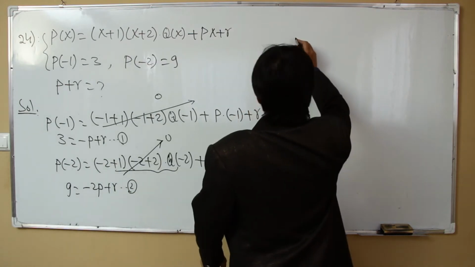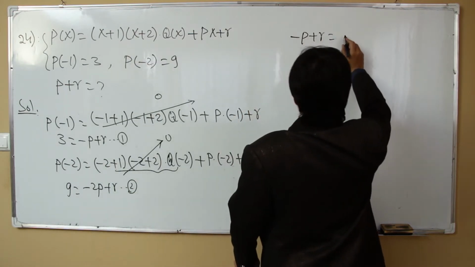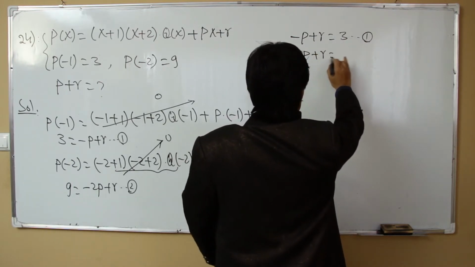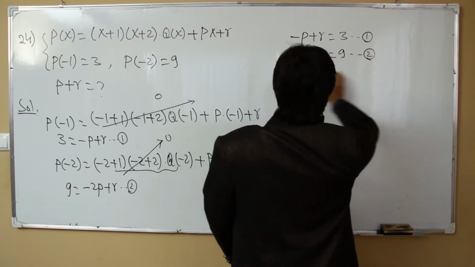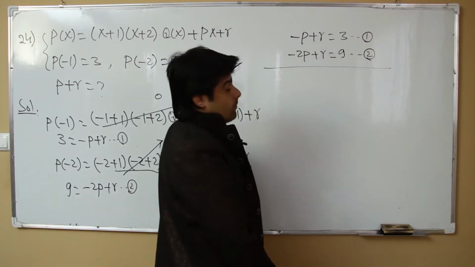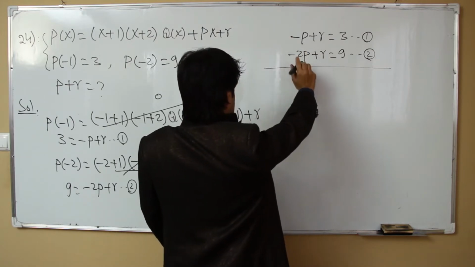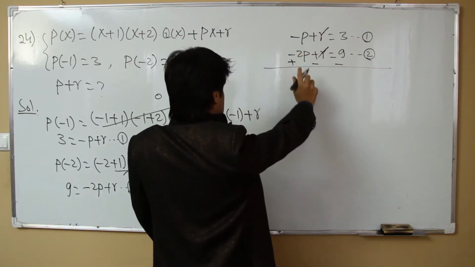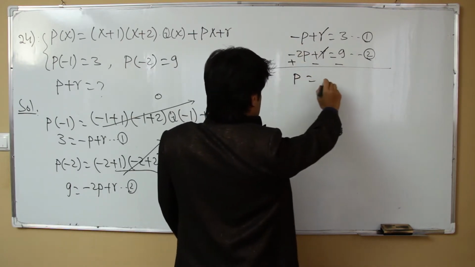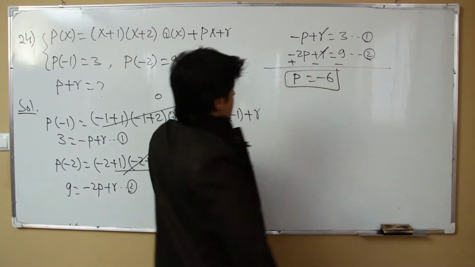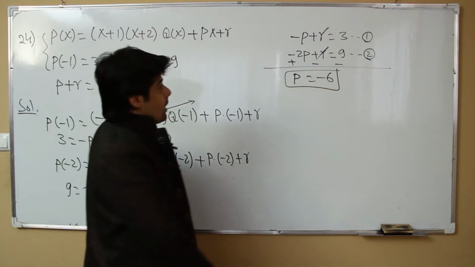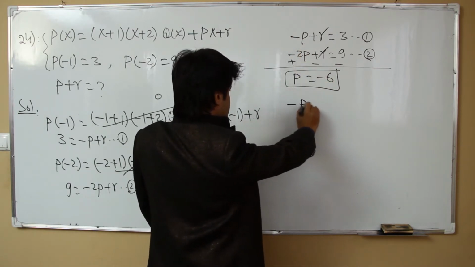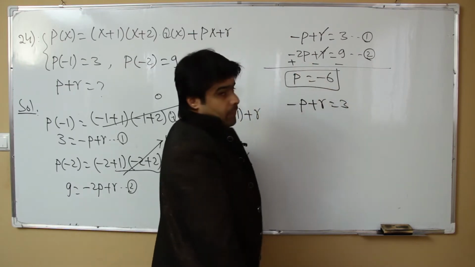So the first one is minus p plus r, what? 3. This is the first equation. The second one is minus 2p plus r, it is 9. Now you can solve this one. If we subtract both of them, r with r is cancelled, minus p with plus 2p, it's p, and 3 minus 9 is minus 6. P is minus 6. Am I right? Yes. Put minus 6 instead of p in the first equation, minus p plus r is 3. You can put it in the second one also.